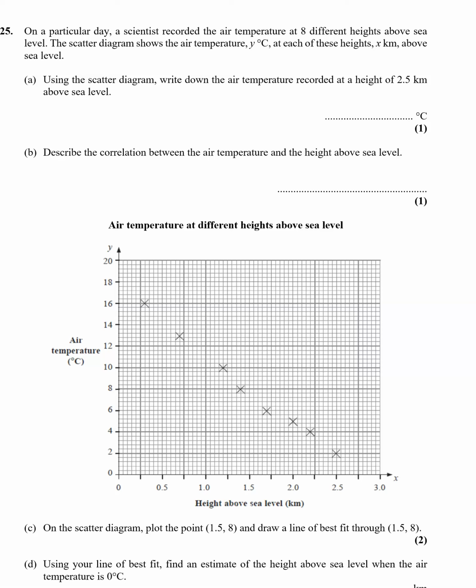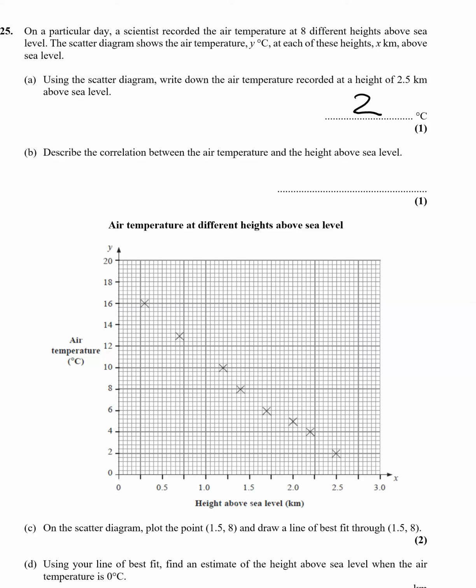Describe the correlation between the air temperature and the height above sea. Well, it's going down, isn't it? So actually, it's negative. It's fairly strong negative, but just negative will be fine. If it was going up like that, it would be positive.